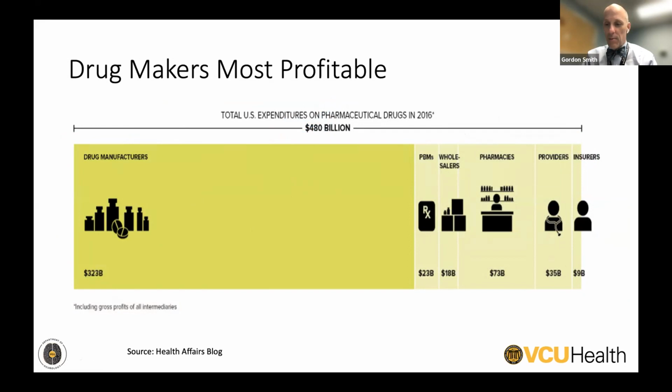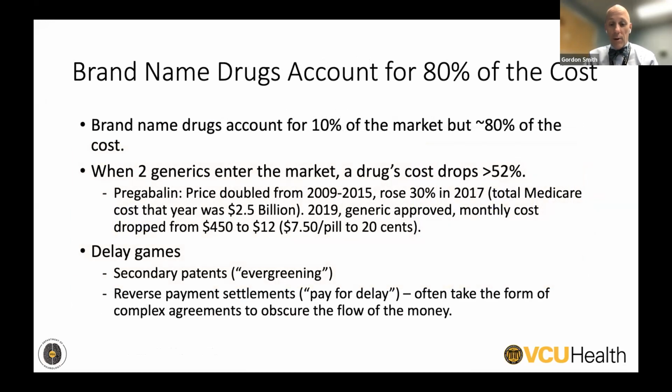Not that I'm saying that there isn't opportunity to improve the transparency and perhaps reduce costs by addressing some of these other players in the system, but the bulk of it is really drug manufacturing. And the bulk of that is brand name drugs. So brand name drugs account for only 10% of the market, and the rest are obviously non-brand name generic drugs, but they account for 80% of the cost.